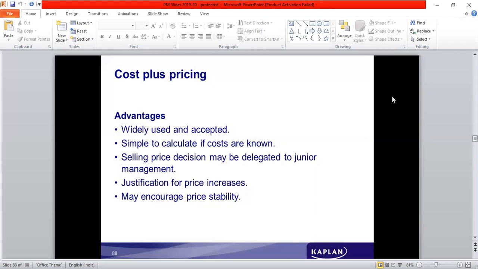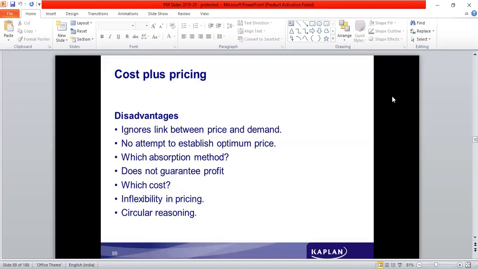It may encourage price stability. See, it is in terms of how much is the cost price and how much is the profit margin. So they can also make a compromise on the profit margin so that the selling price is constant. If the cost price increases, maybe if it is possible for them to accommodate, they will adjust the profit margin and stabilize the selling price. So that is the concept there.